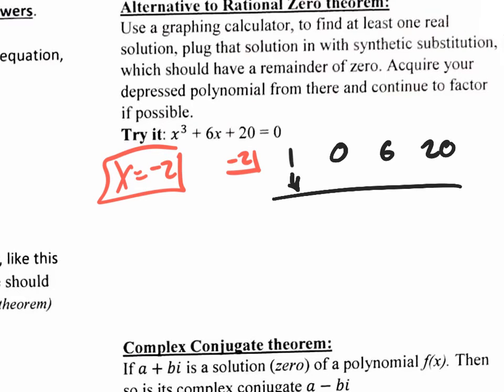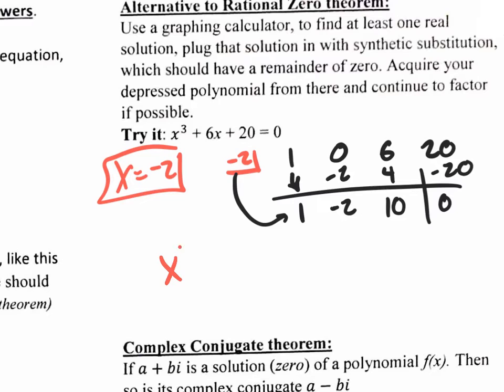So if we do this, 1 comes down, negative 2 times 1 is negative 2, 0 and negative 2 is negative 2, negative 2 times negative 2 is positive 4, 6 plus 4 is 10, that's negative 20. Of course it works. I already knew it works because I saw the solution on the graphing calculator, right? But now we have a quadratic trinomial that we could actually solve. Let me write my depressed quadratic trinomial. X squared minus 2x plus 10.